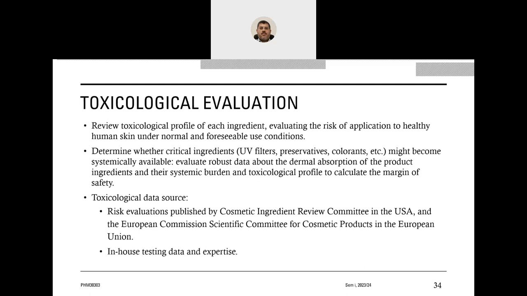And then toxicological evaluation should be done, as we mentioned earlier in the steps. So first, theoretically, you review the toxicological profile of each ingredient. You evaluate the risk of application of this ingredient to healthy human skin under normal and foreseeable use conditions. Determine whether critical ingredients, for example, UV filters, preservatives, and colorants might become systemically available. Is there any systemic absorption? And in this case, do they produce harmful effects? What are the safe levels for these ingredients to be used, and so on.